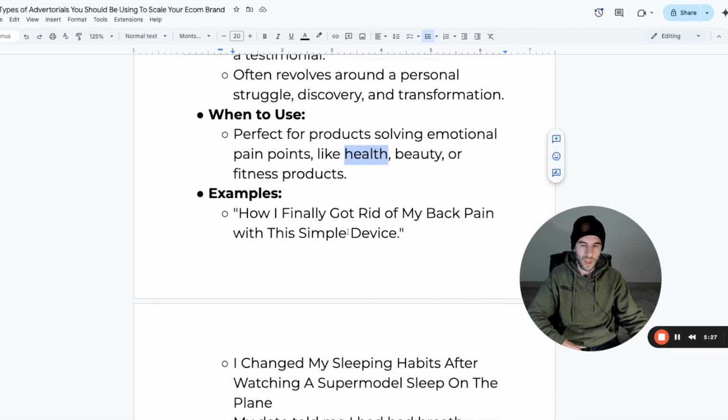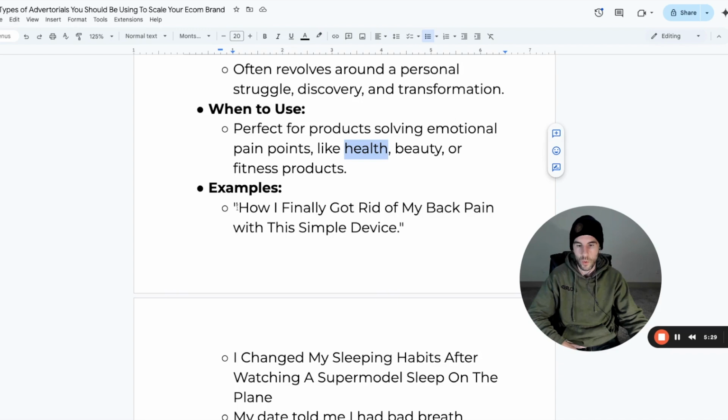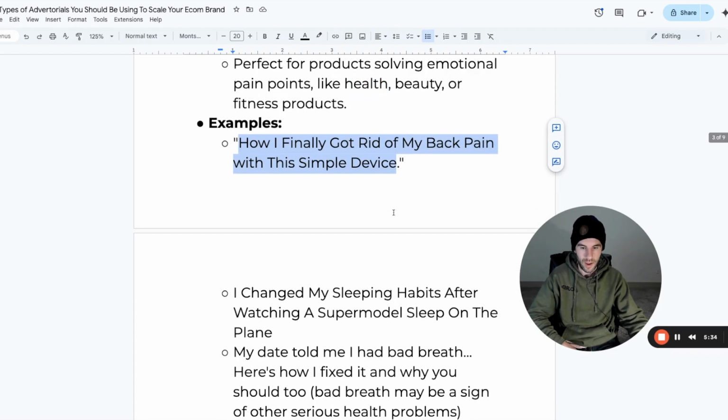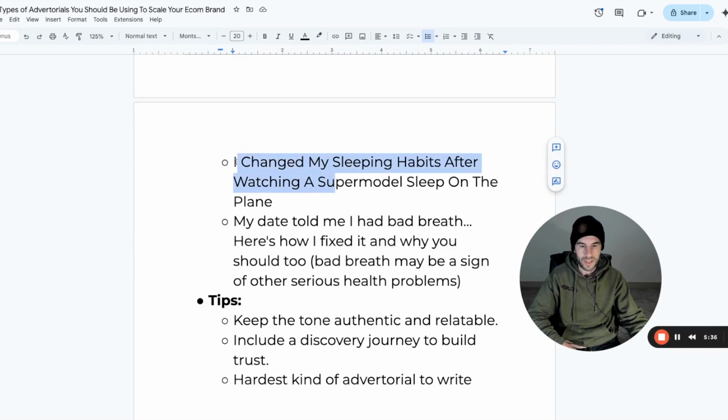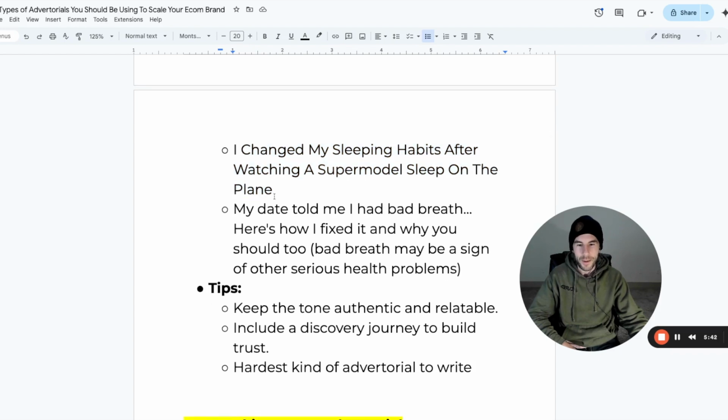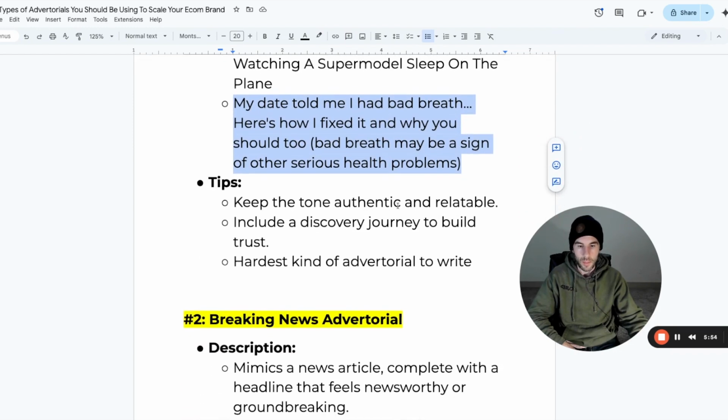So here's a few examples of headlines from personal story advertorials. How I finally got rid of my back pain with this simple device. I changed my sleeping habits after watching a supermodel sleep on a plane. Kind of creepy. No, I'm just joking. My date told me I had bad breath. Here's how I fixed it and why you should too. Bad breath may be a sign of other serious symptoms. Let's hope that my date never tells me I have bad breath. That would be a bummer.